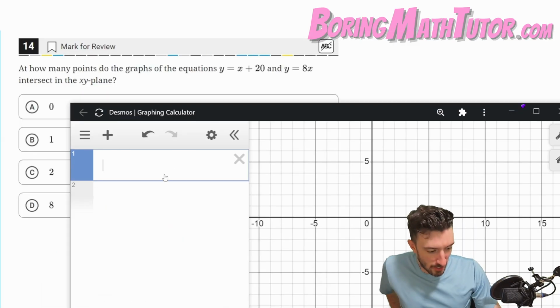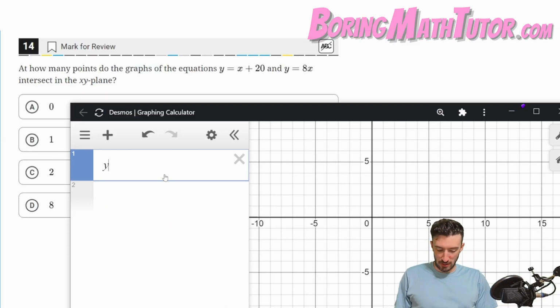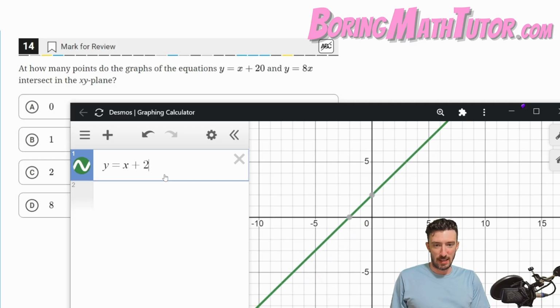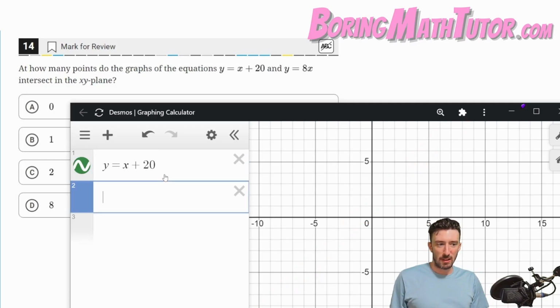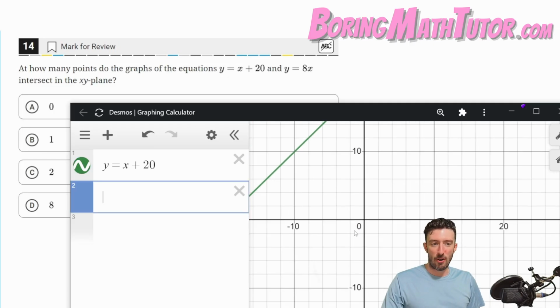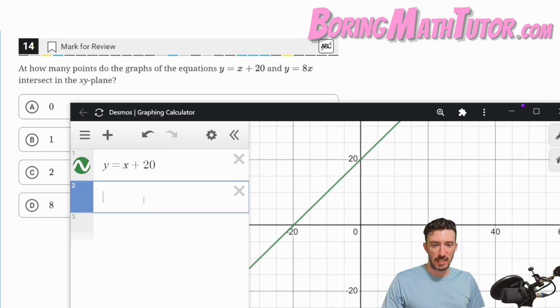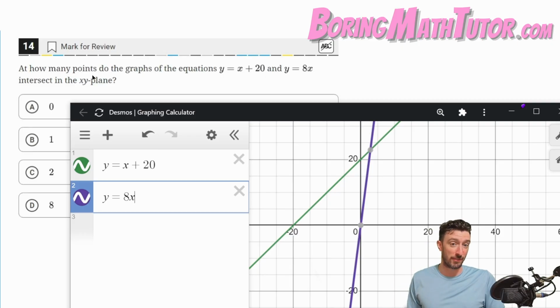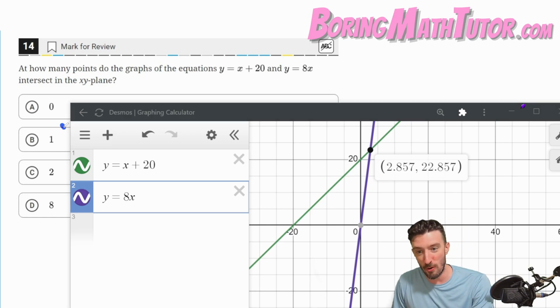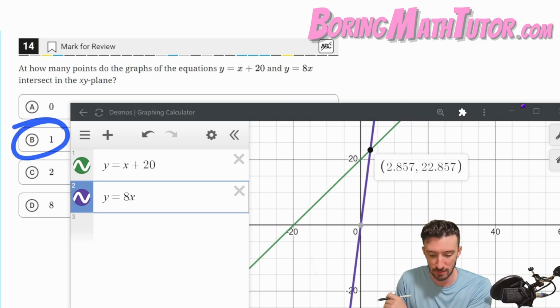All right, the SAT is officially making me very angry for including a lot of questions that are ridiculously easy to do on Desmos. At how many points do the graphs of the equations intersect in the xy plane? Gee, that's so difficult!